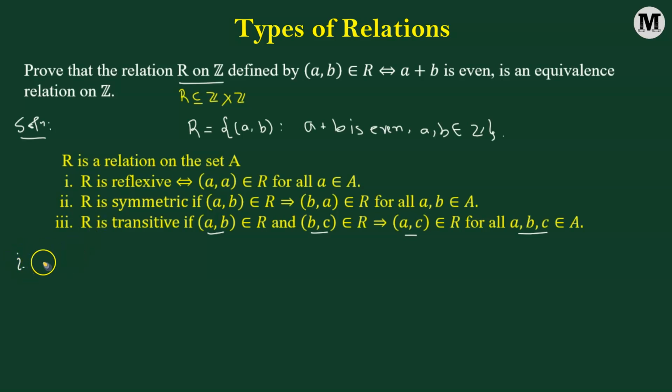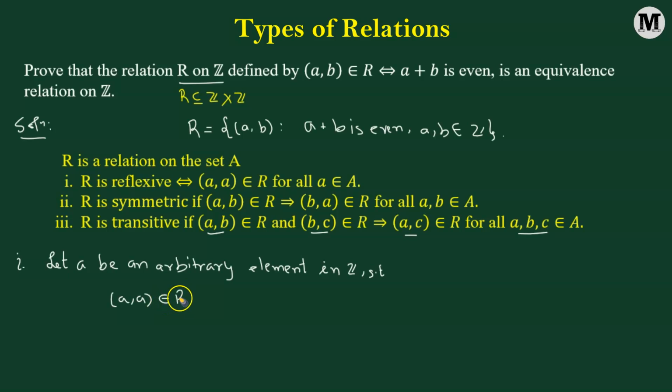Okay, let's start by checking for reflexivity. For this, we're going to consider an element. So let a be an arbitrary element in Z. Since it's arbitrary, it could be an odd number or an even number. Now when we say that (a, a) belongs to the relation R, since our relation gives us a plus b is even, all we have done is replace b with a. That should give us a plus a is even.